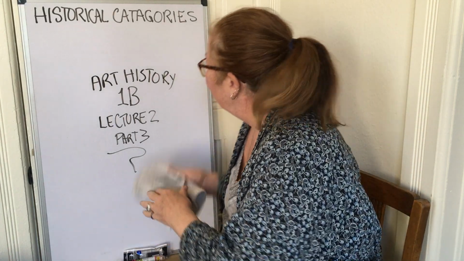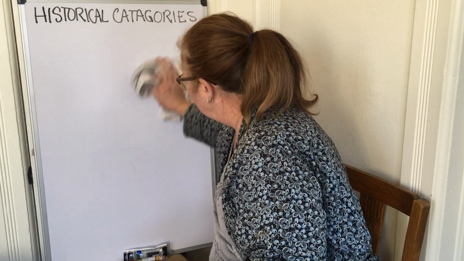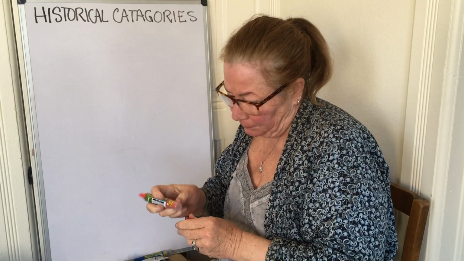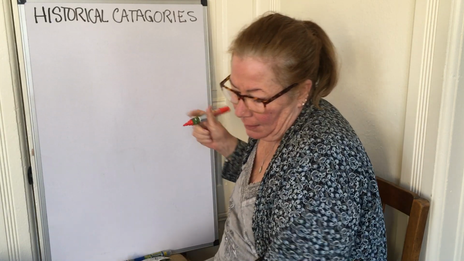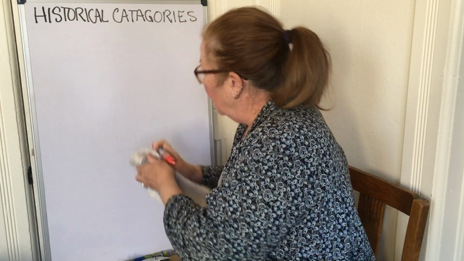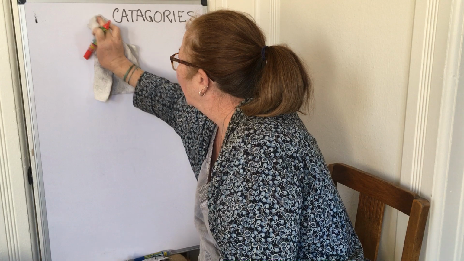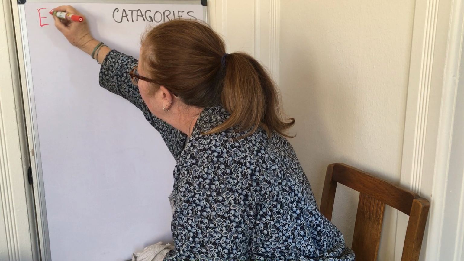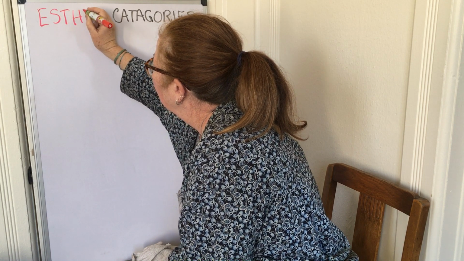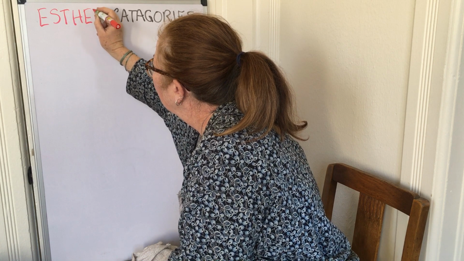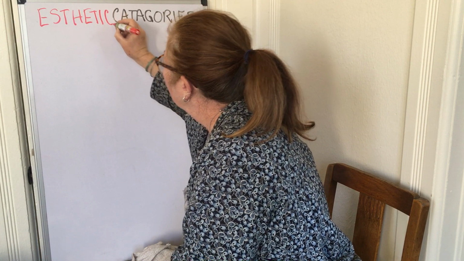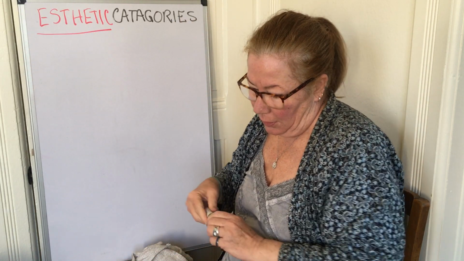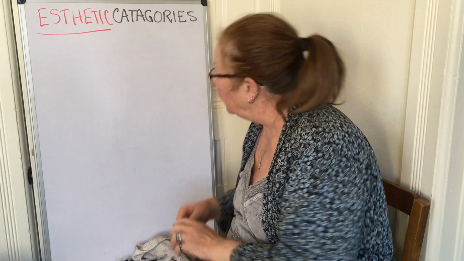We're going to talk about aesthetic terms today, so let's move right forward with it. Okay, so we'll just change that because it's no longer historical categories. We're in aesthetic categories in art. All right. So the first one we're going to talk about is form.